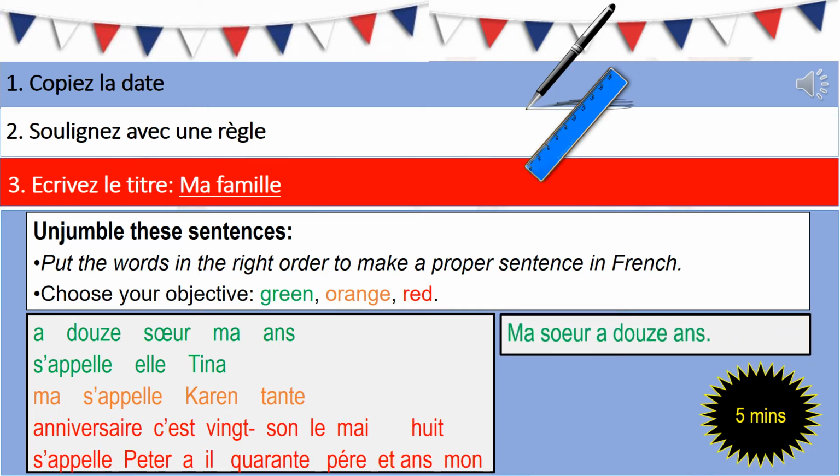You need to choose your objective, green, orange, or red. If you do choose orange, I am asking you to do both the sentences in green and the sentence in orange. And if you do choose red, I'm asking you to do all of the sentences. You have 5 minutes to do your starter. Off you go.